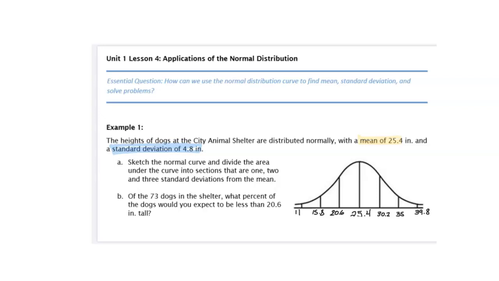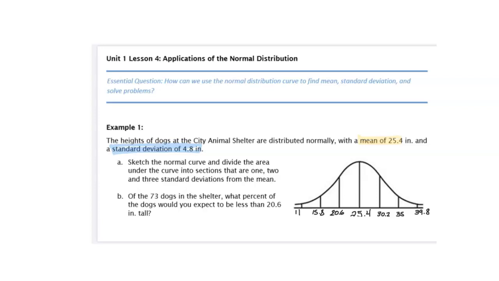All right, so we've so far used the mean. We've placed it in the middle of our curve. And again, the key part of this word problem that tells us that the mean should go in the middle is the fact that our data is normally distributed. So mean goes in the middle. And we also used our standard deviation of 4.8 to come up with the other numbers, the other intervals within our normal distribution curve. So essentially, we've taken care of letter A, sketched the normal curve and divide the area under the curve into sections that are 1, 2, and 3 standard deviations from the mean.